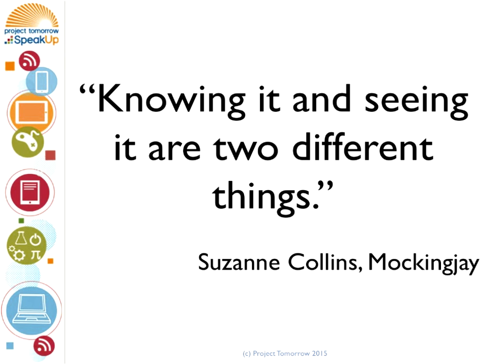Given all of that, though, the reality is that sometimes knowing it and seeing it are two different things, as Suzanne Collins mentions here. You may be familiar with that name as the author of The Hunger Games as well as Mockingjay. And I think that's really where we are today in terms of digital learning. In some regards, we know it when we see it, but in other regards, we may be seeing things through different lenses than different people in our schools and districts.